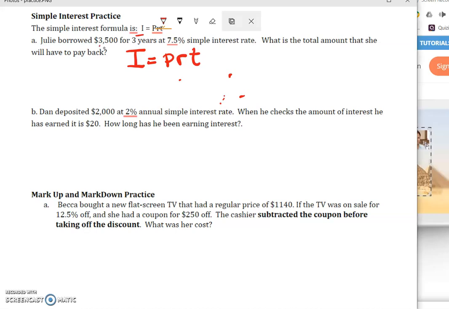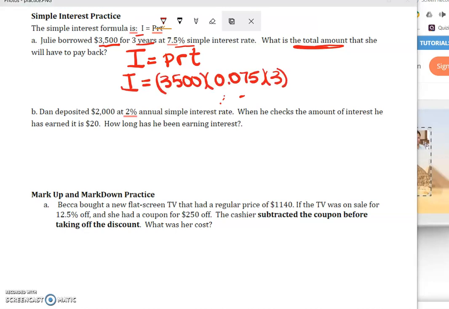So she borrowed $3,500. That's the principal. For 3 years, that's the time, at 7.5% simple interest. That's the rate. And we're trying to find the total amount. Well, to find the total amount, I have to find the interest first. So let me fill in the things I know.